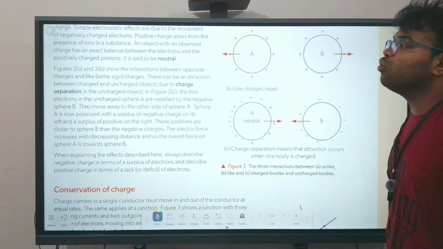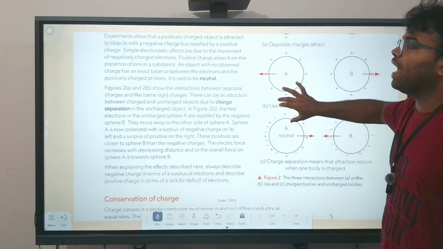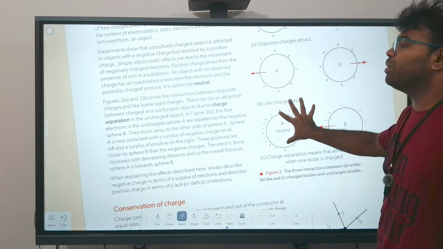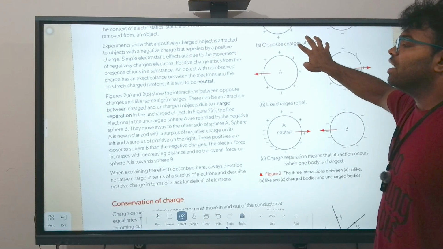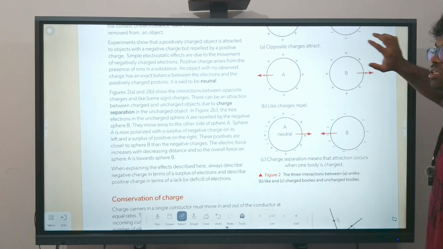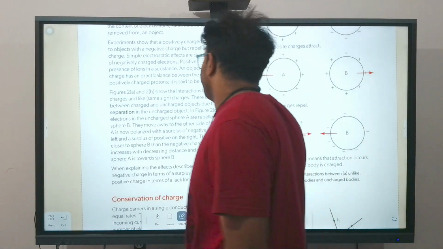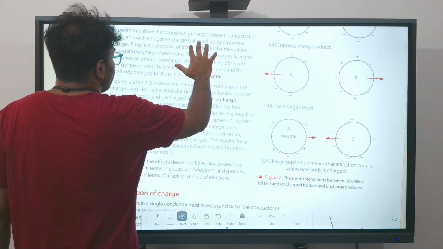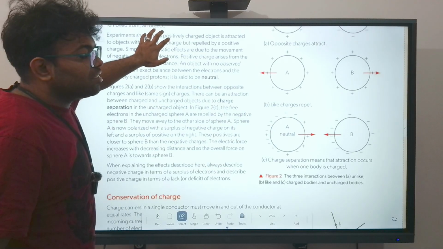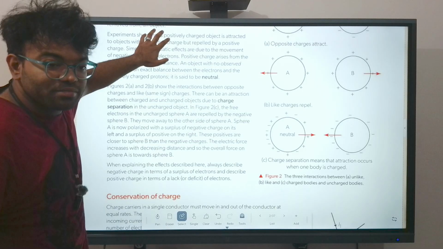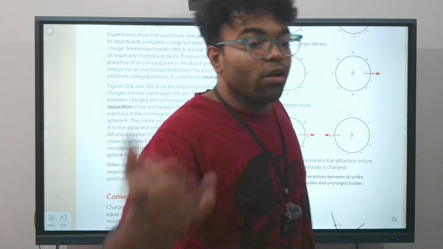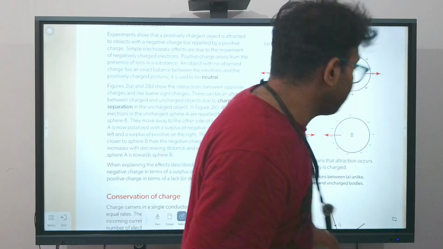Okay, so figures 2a and 2b show the interaction between opposite charges and like charges. There can also be an attraction between charges and uncharged objects due to charge separation. Now, here's something very interesting. Two unlike charges can attract each other, right? Any charge and a neutral object can also attract each other. I'll explain to you how.